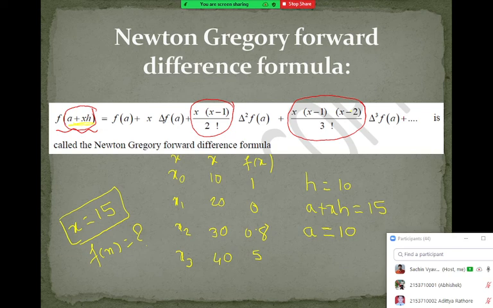But one more important thing you will observe: once we select that a, we require all the differences related to that a, which are known as the leading differences. You will observe the terms used in the formula are f of a, delta f of a, delta square f of a, delta cube f of a. That means we require all higher order differences at x equal to a. All these values we can obviously get from the finite difference table that we learned in the previous session. Already in the last session, we saw how to get that difference table.